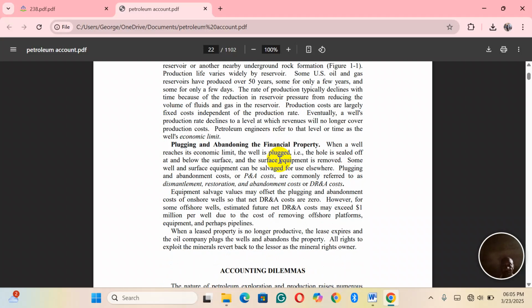And so when a lease property is no longer productive, the lease expires and the oil company plugs the well and abandons the property. All rights to explore and exploit the minerals revert back to the lessor as the mineral rights owner.